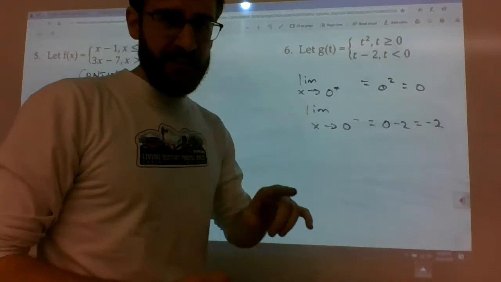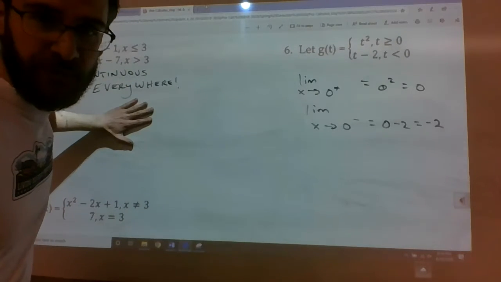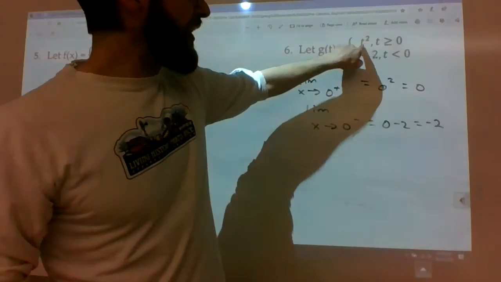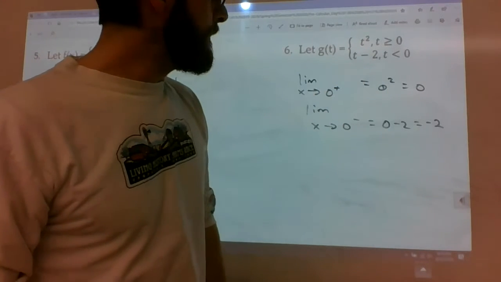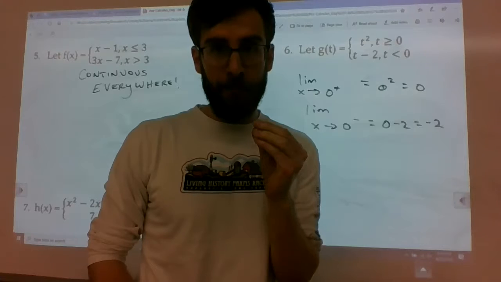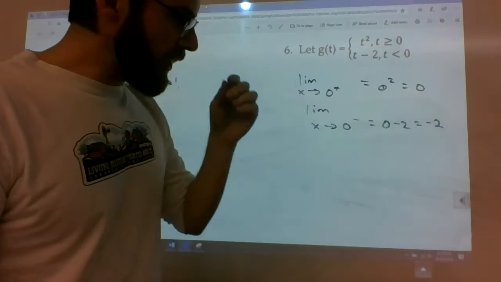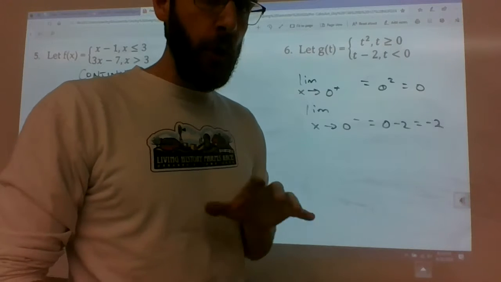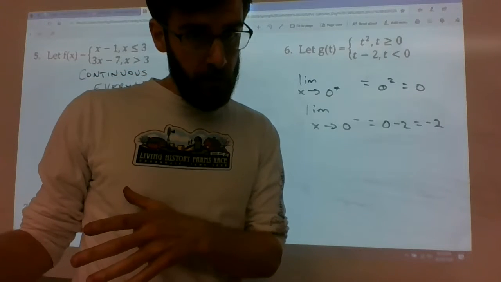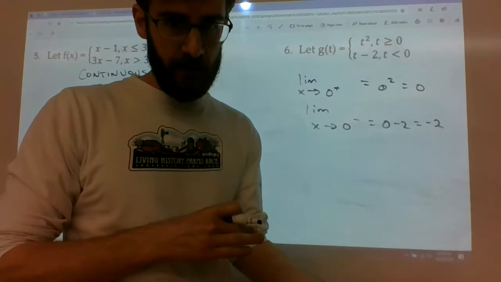So that instantly says it's not continuous everywhere. It's okay because t squared is a polynomial and t minus 2 is a polynomial. It's only 0 where we have a problem. So it's discontinuous at t equals 0. The question is, is it removable or is it non-removably discontinuous?